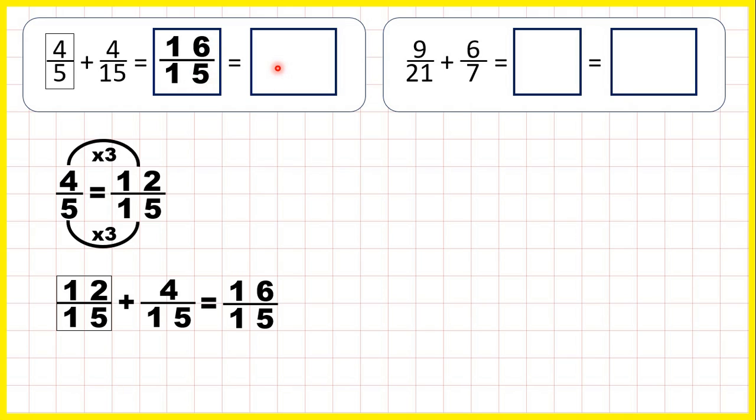But if we want to change that back into a mixed number, we have 1 and 1/15, because 16 divided by 15 is 1 remainder 1.